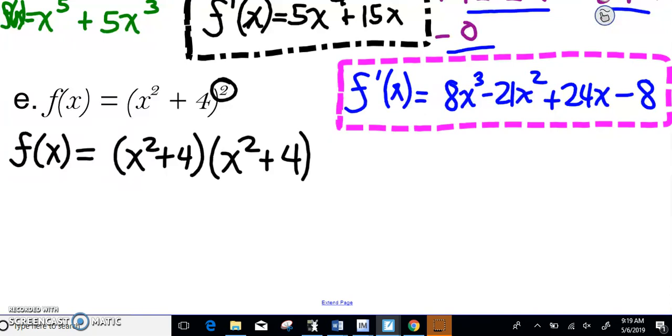So here we know we're going to have x to the 4th. Remember, you add exponents when you multiply. Okay, and then we have 4x squared, which is 8x squared plus 16. All right, now at this point, we just go ahead and take our derivative of it, which means we're going to take the exponent, move it down.